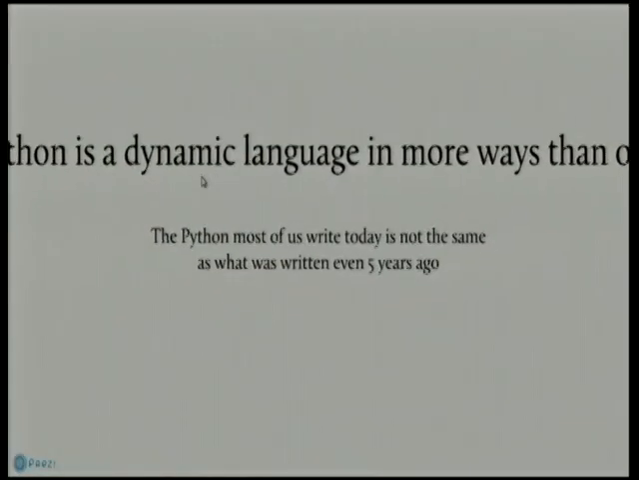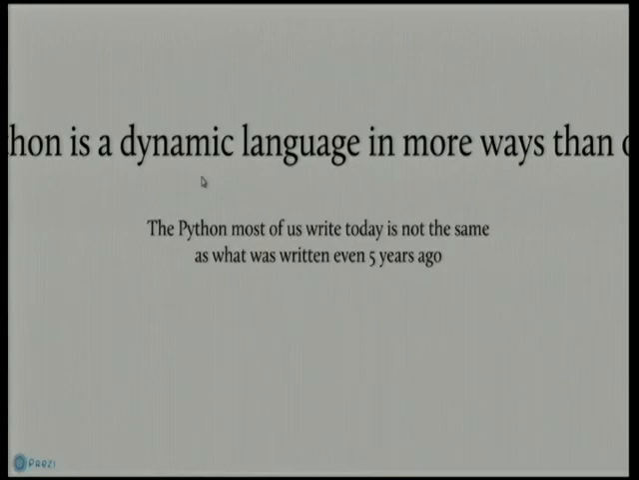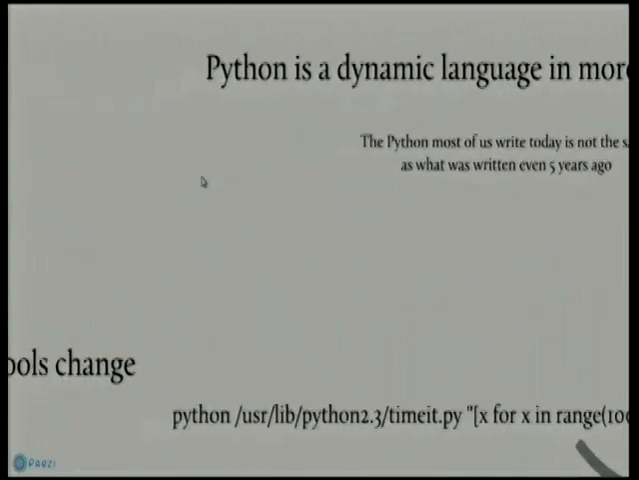So Python's a dynamic language, more ways than one. Dynamically typed, easy to write, but it also changes a lot over time. The Python most of us write today is not the same as what we were writing even 5 years ago. And so the tools we use change.